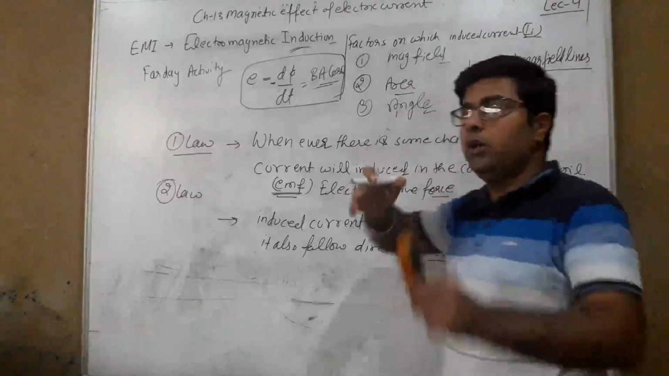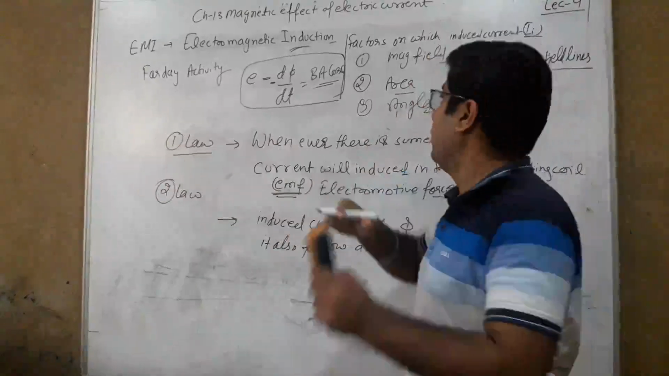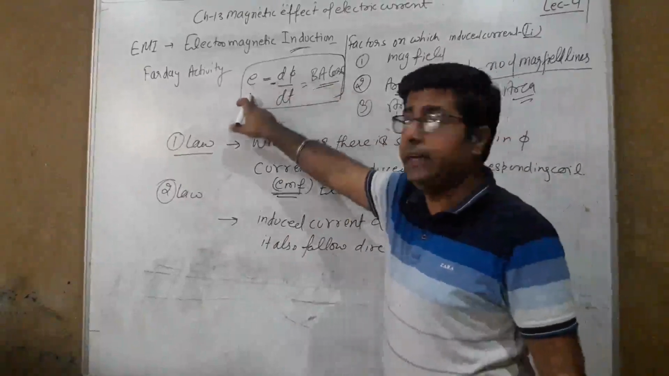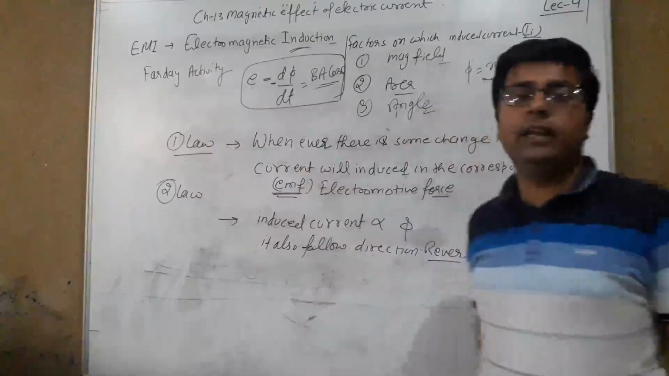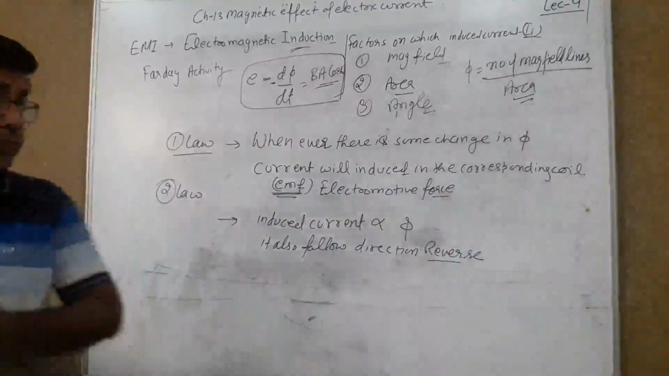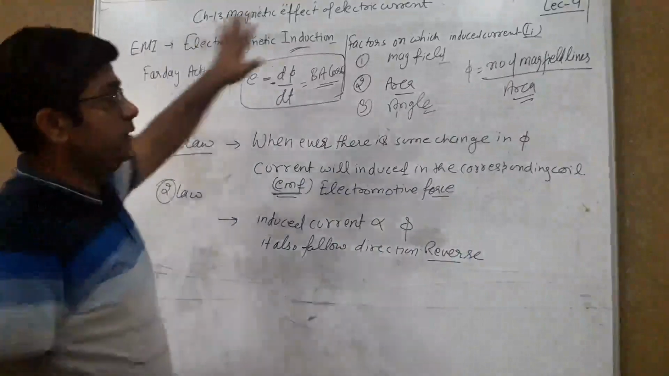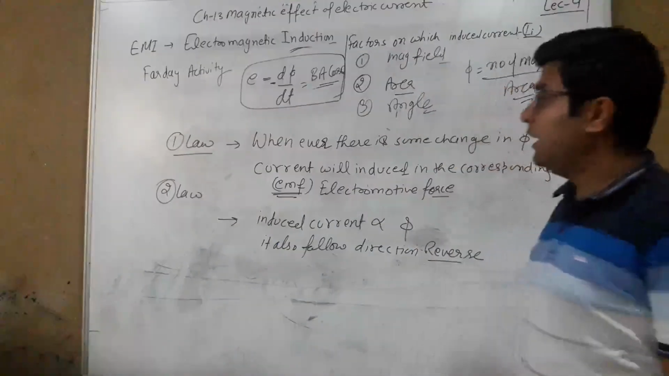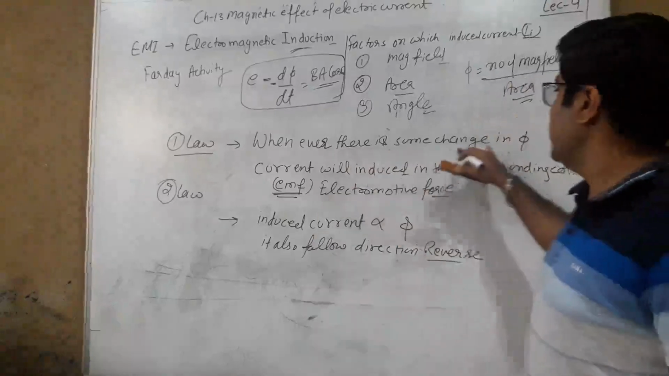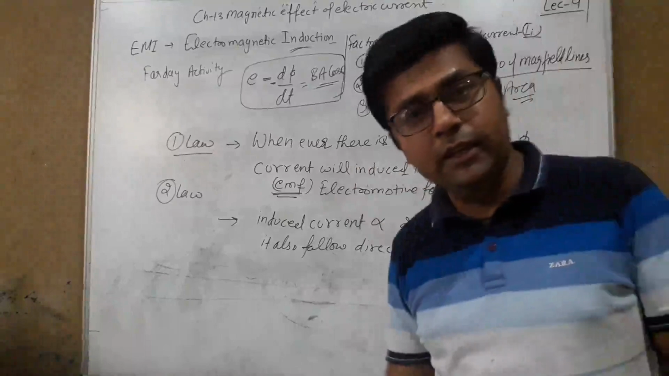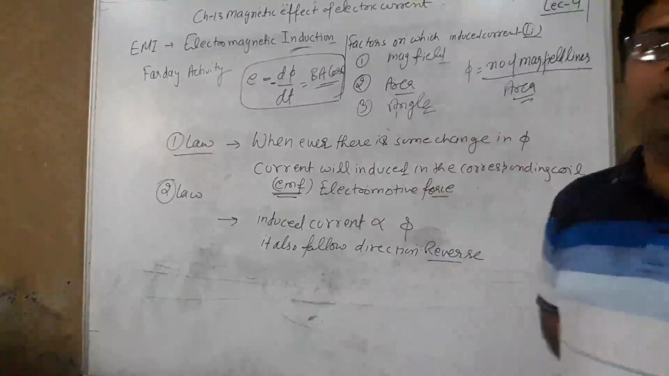ठीक है ना? The more the area, or the less the area, EMF is directly proportional, magnetic field is directly proportional, theta is directly proportional. ठीक है ना? Okay. So let me repeat once, children do not understand this very easily. Actually, the laws are: whenever there is some change in flux we get current, or you can say we get EMF. What is EMF?